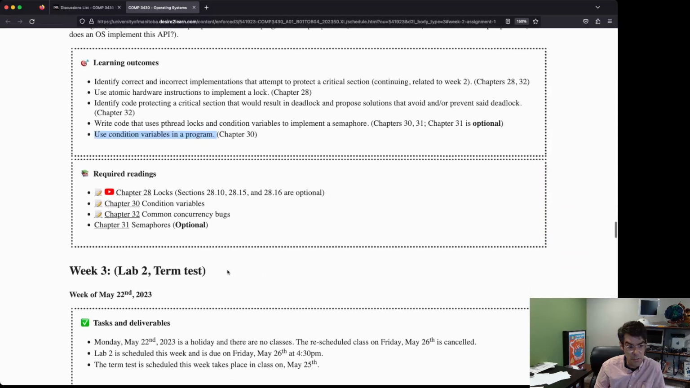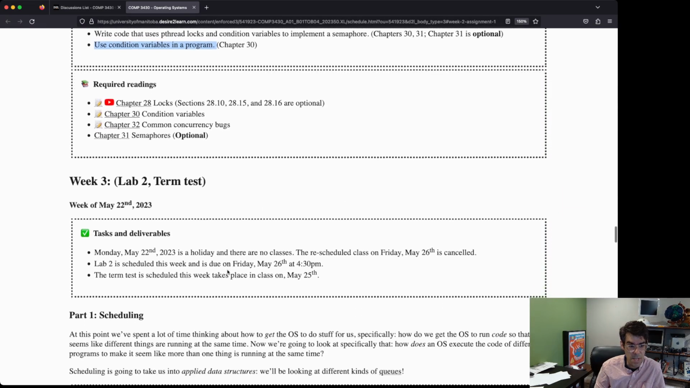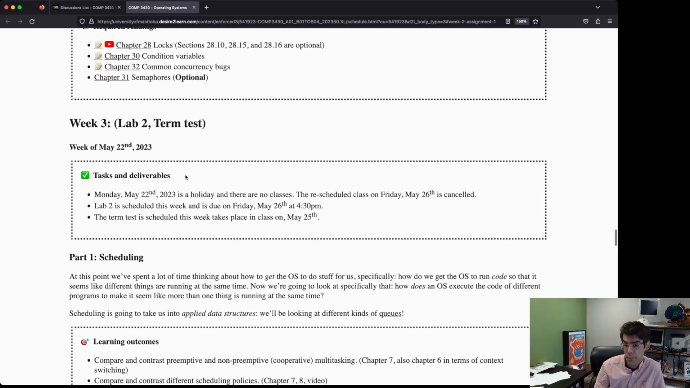Looking forward, in week 3, we've got the term test. We've got that scheduled on Thursday. Lab 2 is scheduled this week. It's due after the term test on Thursday. The class that's rescheduled on Friday is canceled. I don't want to have a class on Friday after we write a term test. I think everybody just needs the break after that, so it's reasonable to cancel that class.